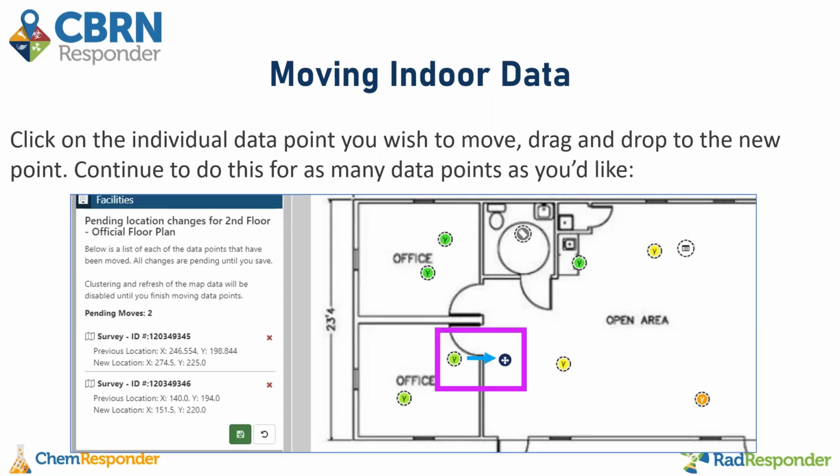Now you can click on the individual data points that you wish to move, and this will work very similarly to how you moved an individual data point. So you'll just drag and drop where you want the data point to be recorded, and you can continue to do this for as many data points as you'd like on this single floor plan.